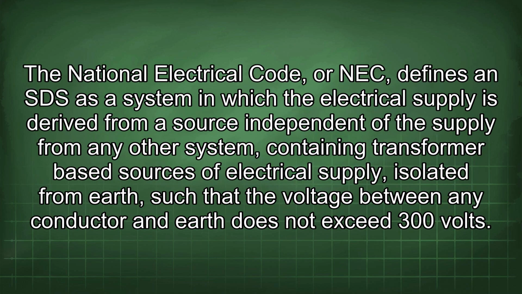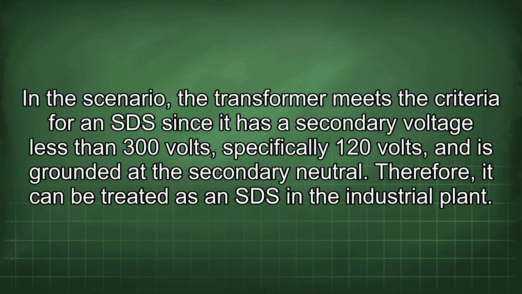The National Electrical Code, or NEC, defines an SDS as a system in which the electrical supply is derived from a source independent of the supply from any other system, containing transformer-based sources of electrical supply, isolated from earth such that the voltage between any conductor and earth does not exceed 300 volts. In the scenario, the transformer meets the criteria for an SDS since it has a secondary voltage less than 300 volts, specifically 120 volts, and is grounded at the secondary neutral. Therefore, it can be treated as an SDS in the industrial plant.